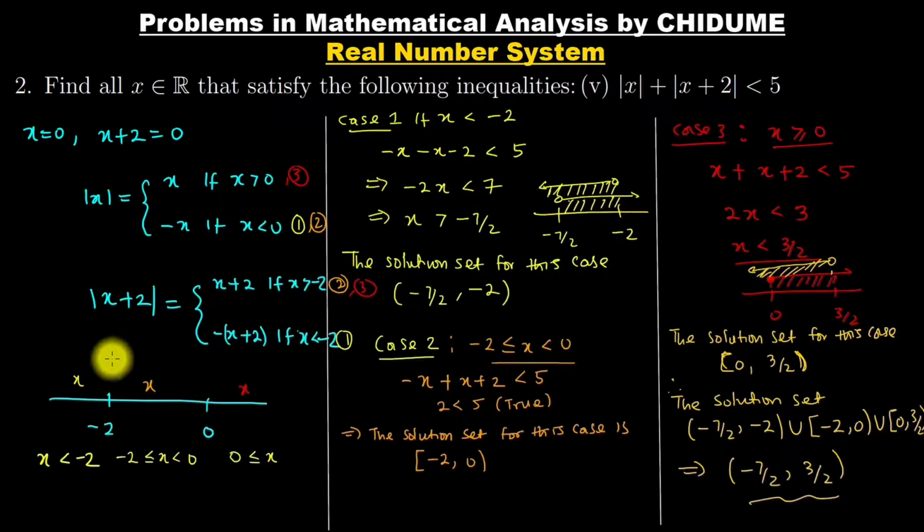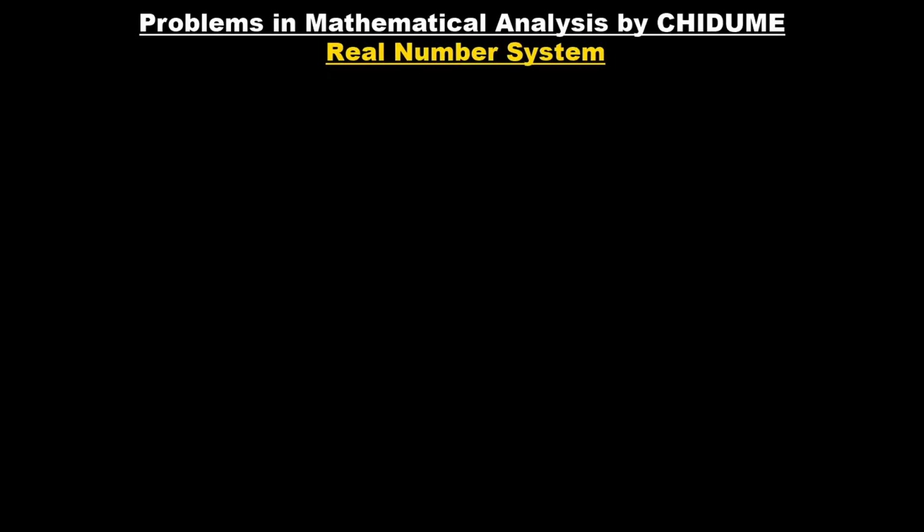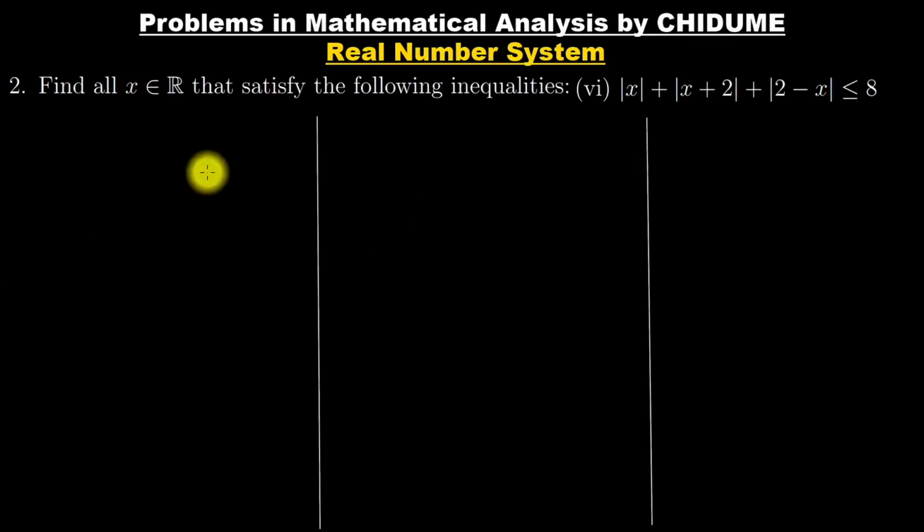So let's go ahead to the last sub question for this question. Now we have to find all x in R which satisfy this inequality. Again, try to partition our answer on the real line. That means we need to set each of these values here to be 0.